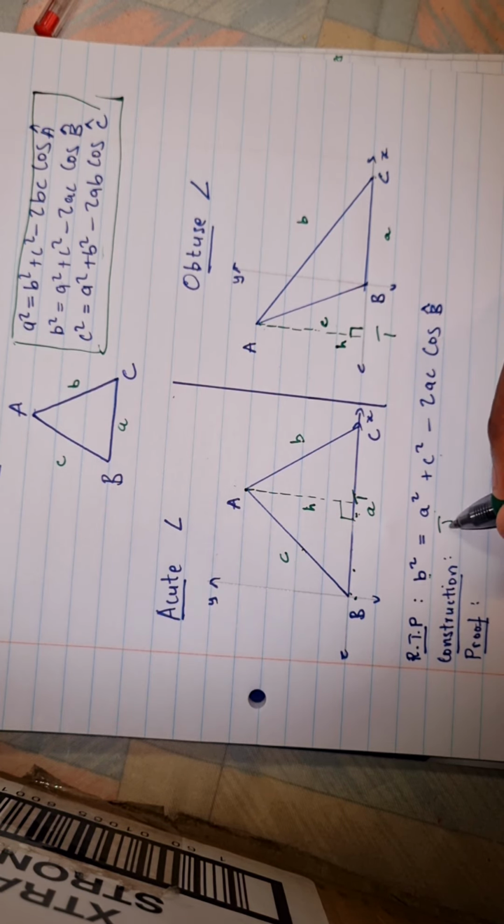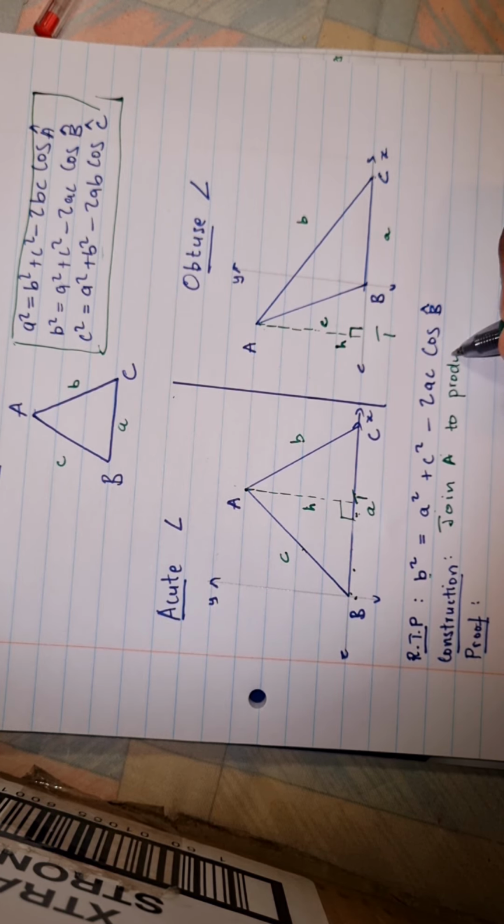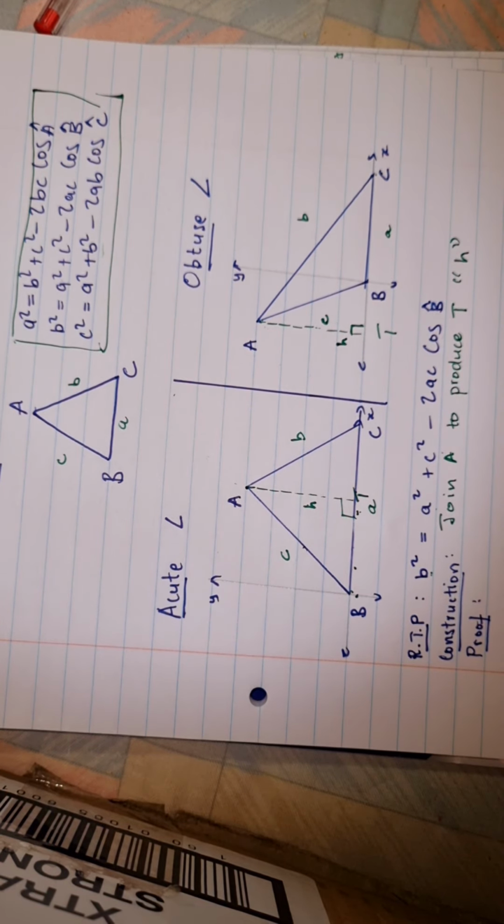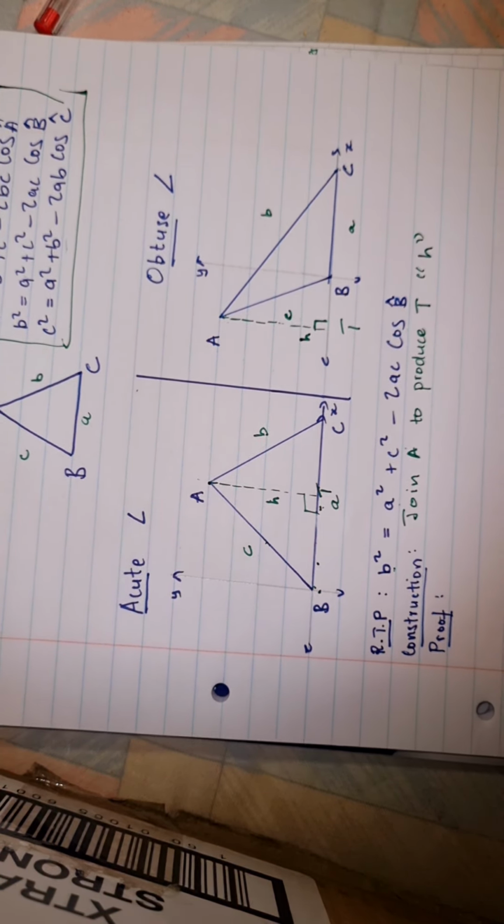We're going to join A to produce T, forming a height. Okay, all right, now let's go through the proof.